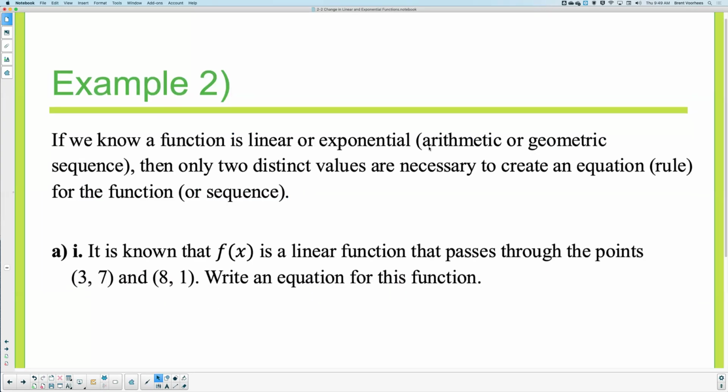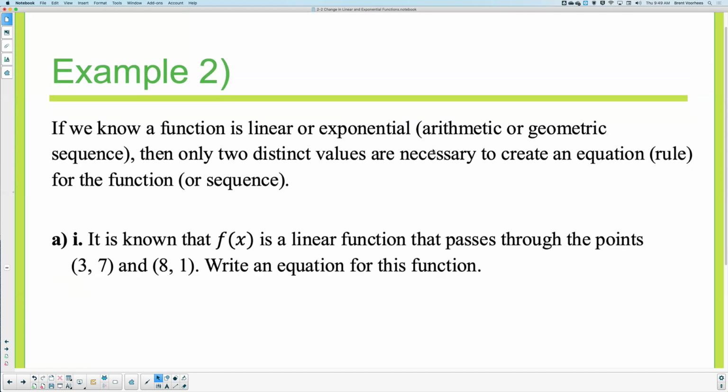All right, example 2 now. Let me back up. On the last problem, I asked how many points you have to have to determine what type of equation it is and define the equation. How many do you have to have? 3. If you know what type it is, meaning if you know that it's linear or arithmetic, you only have to have 2. If you know that it's exponential or geometric, you only have to have 2. You have to have 3 if you're trying to determine what it is, if that makes sense, okay?